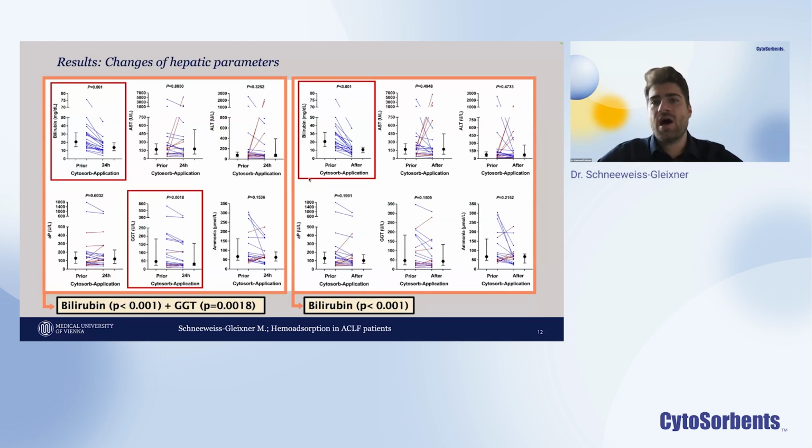And what we found is that already after 24 hours, the CytoSorb adsorber had a significant effect on bilirubin levels, meaning that we could find a significant decrease in bilirubin levels after 24 hours. And this decrease was more pronounced even after the whole CytoSorb therapy in all patients. We are not quite sure why after the 24 hours the GGT was falling, but we are currently making some investigations what this means for the future.